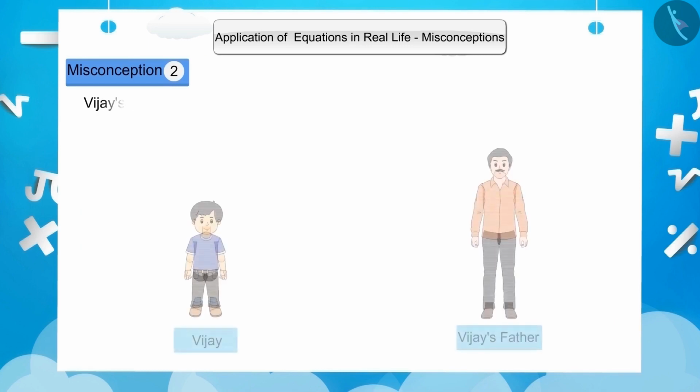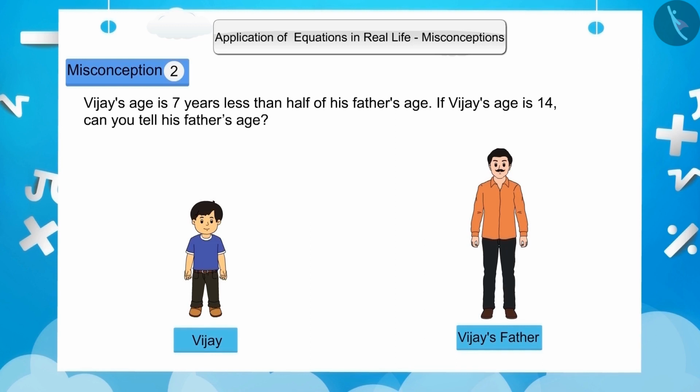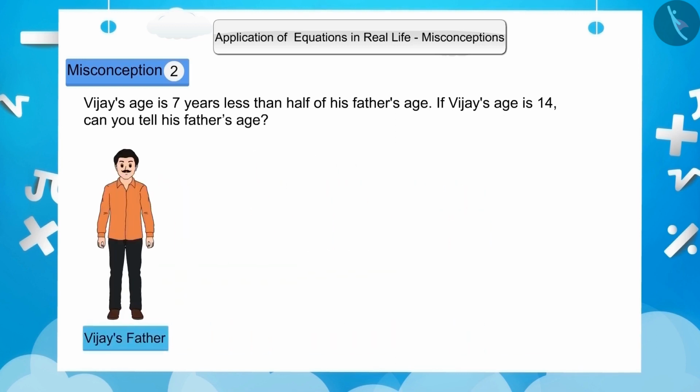Let's look at this example. Vijay's age is 7 years less than half of his father's age. If Vijay's age is 14, can you tell his father's age? Can you represent this condition as an equation?